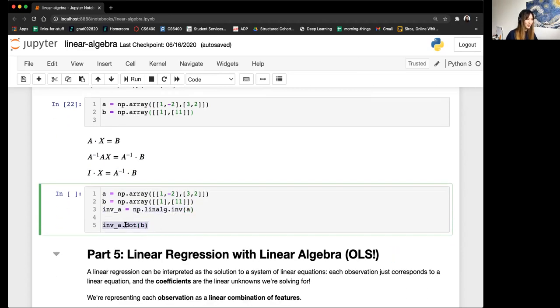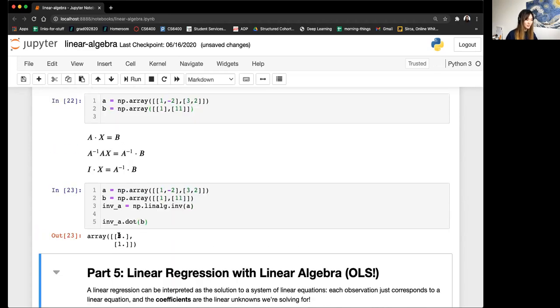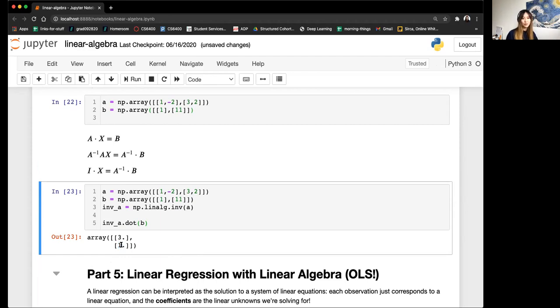And I'm just going to take the dot product of the inverse of A and B. And with this, it solves our equations immediately to get 3 and 1. What this means is x is 3, y is 1.